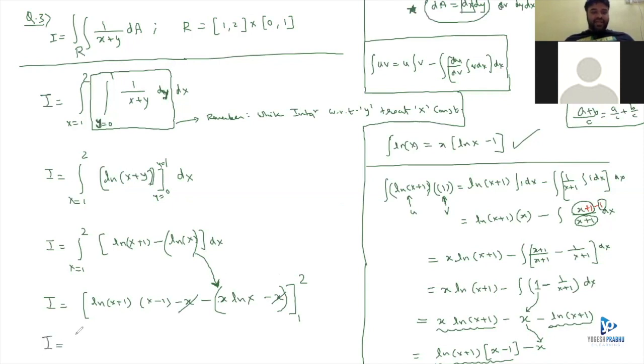So let us start solving. I equals, tell me the upper limit. ln 3 times (2 minus 1), that's 1. You put 2 here, right? Then 3 times 1, minus 1, minus 2 ln 2. Is that correct? Yes. Tell me the lower limit. It's ln 2.